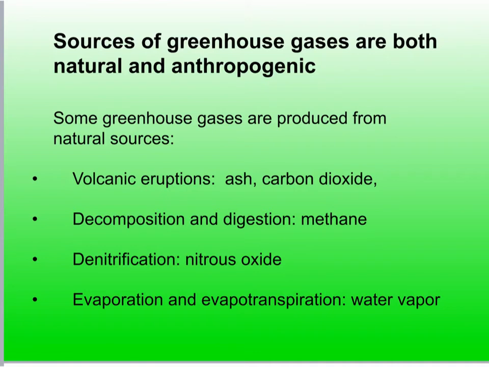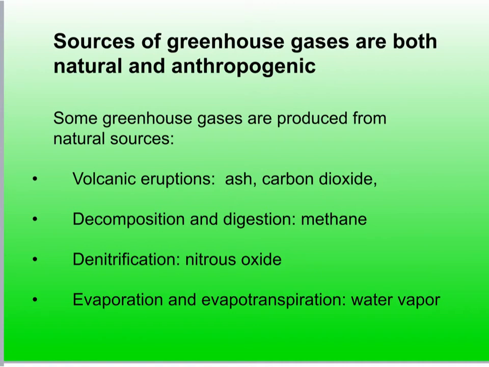So some of the greenhouse gases are produced from a natural source, of course. They include things like volcanic eruptions, decomposition, digestion, denitrification, evaporation, and evapotranspiration, all things that sometimes we could not live without, per se. So I just want to hit on each of these real quickly.